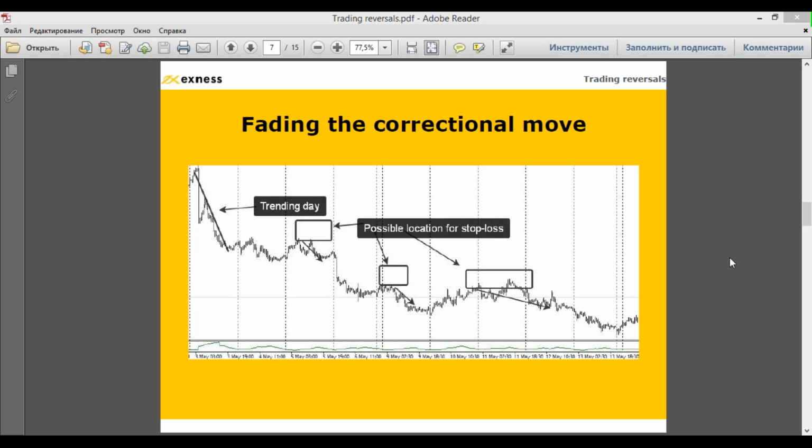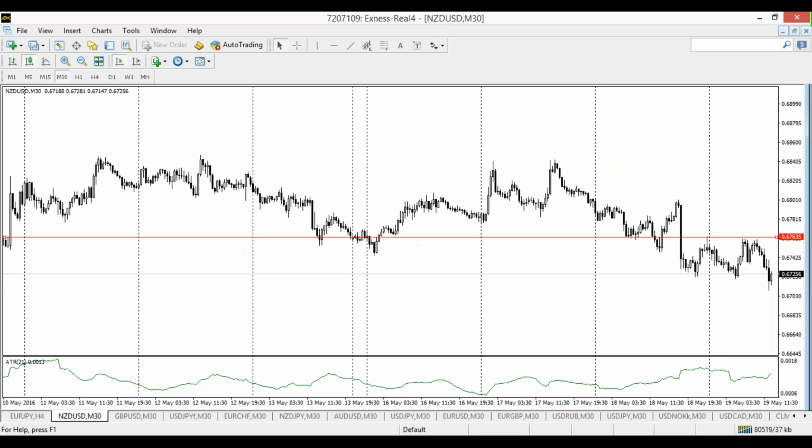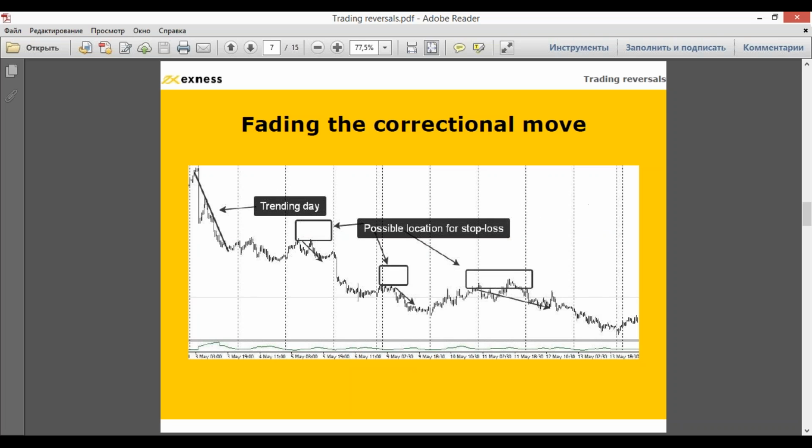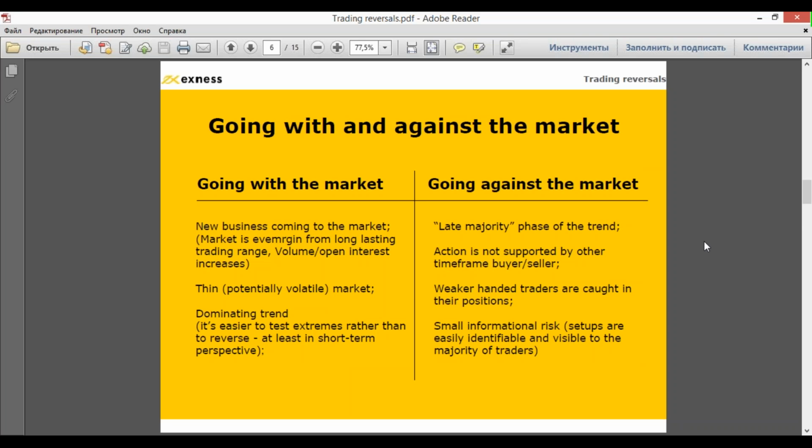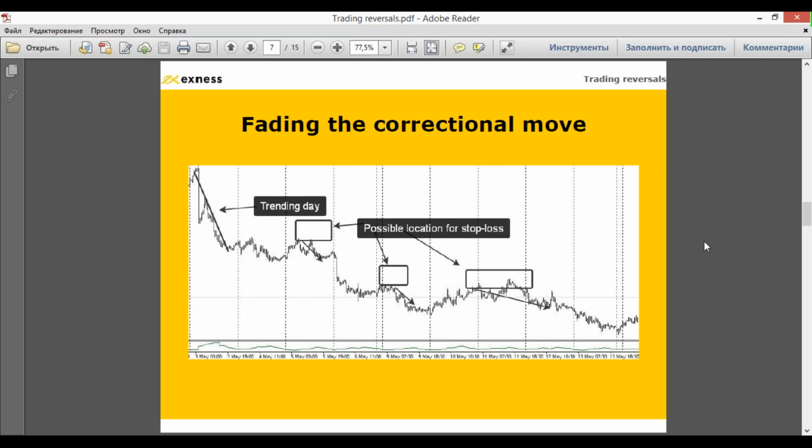The latest or recent trade made from a pullback was initiated today. It's New Zealand dollar. I have executed it on the second account. I will show you the screenshot of this trade. All right. That's the first thing, fade in the correctional move. Let's start with that because it is also a reversal trade.